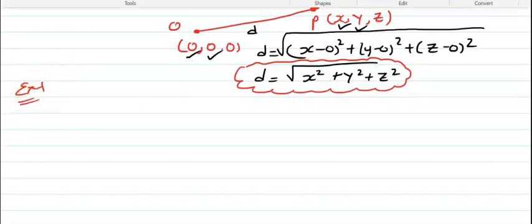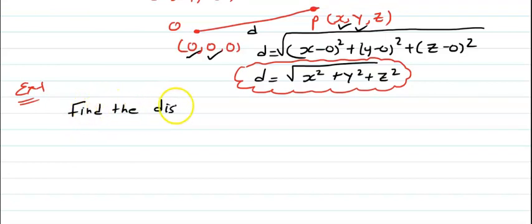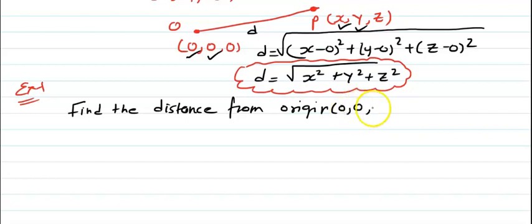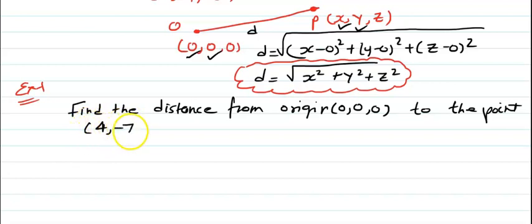Example 1. Here it is mentioned, find the distance from the origin. Let's write down here, find the distance from the origin. Origin means x 0, y 0 and z 0. From the origin to the point. The points are given here: 4, minus 7 and minus 1. So this is our x value, this is our y value and this is our z value, and you need to find the distance from the origin to the point.